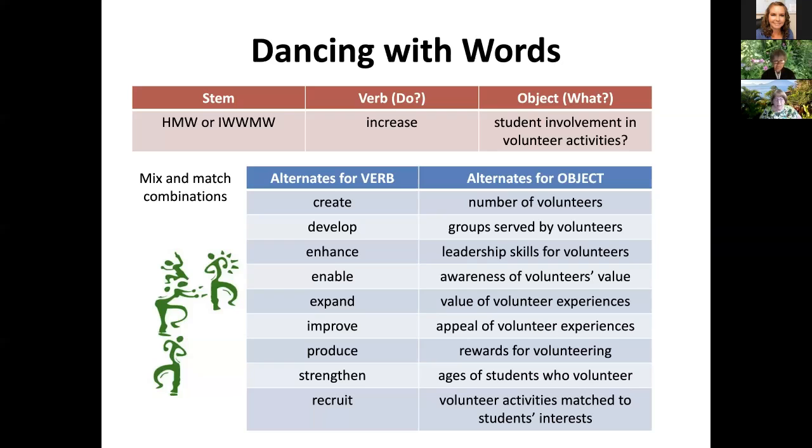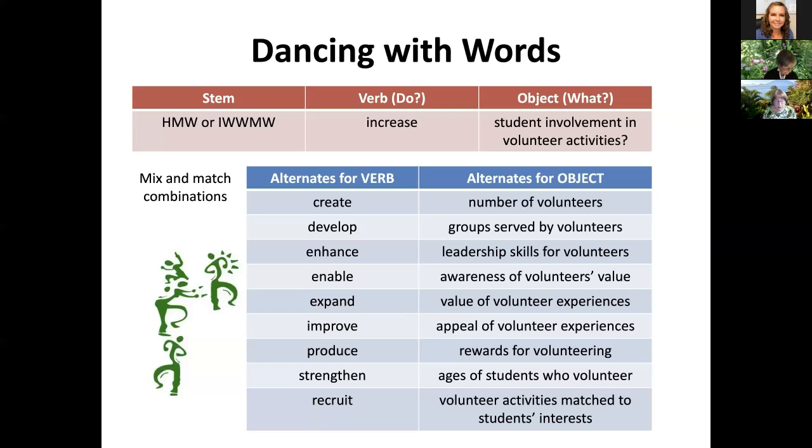And then you mix and match. So you might say, how can we expand the number of volunteers? How can we strengthen leadership skills for volunteers? So you pick something from the first column, put it with the second column. And when you've done a bunch of those, and this is kind of fun for kids to do, you know, to come up with a lot of different options.